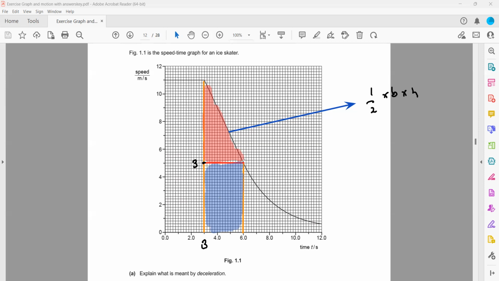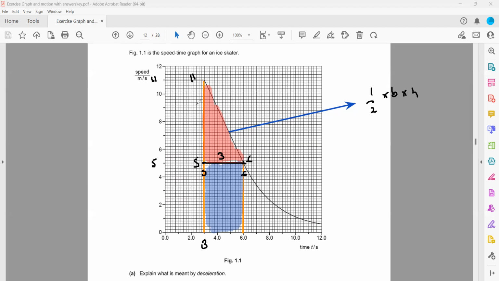So this one is starting at 3 and ending at 6. If it is starting at 3 and ending at 6, what is the length, or the base? That's equal to 3. And how much is the height? If you see here, it's starting from 5 and it is ending at 11. So if it's starting at 5 and ending at 11, what is the height?